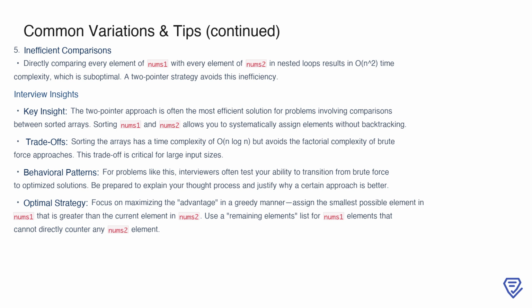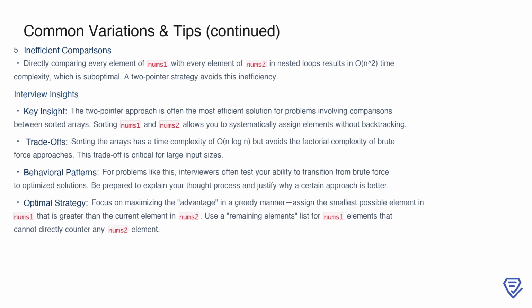To solve the problem effectively, focus on a greedy strategy: assign the smallest possible element in nums1 that is greater than the current element in nums2. For elements in nums1 that can't counter anything in nums2, set them aside in a remaining elements list to use later.